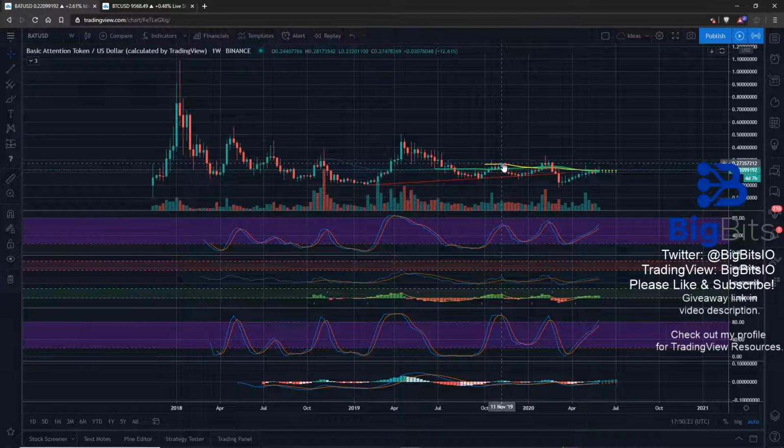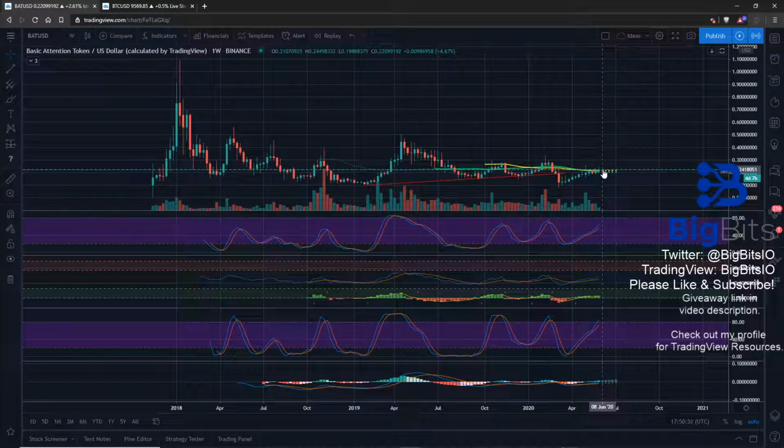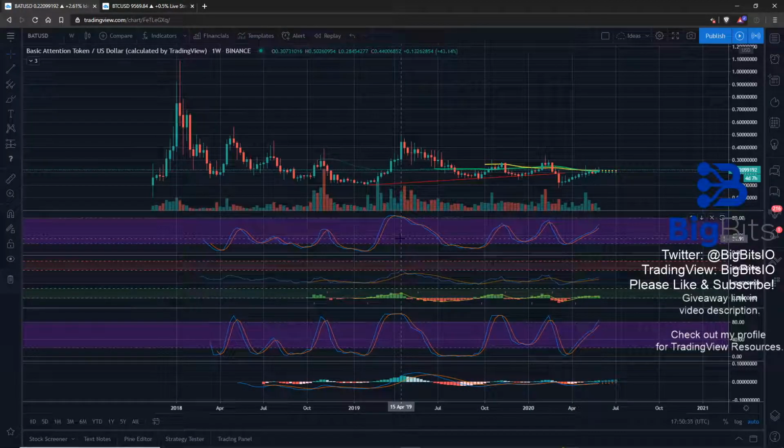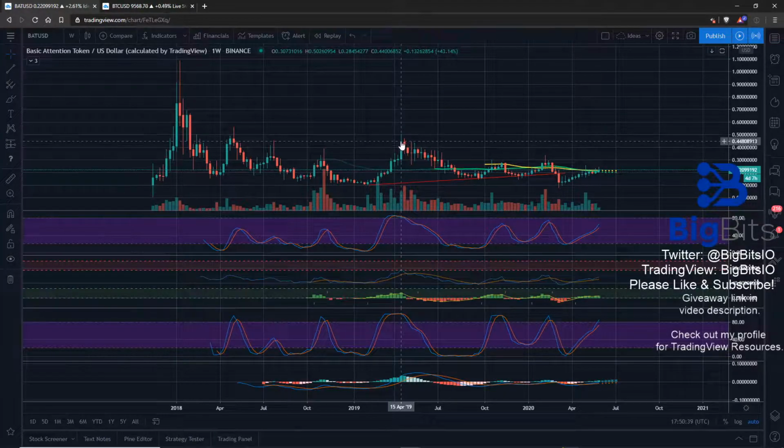And then, of course, you have the most recent resistance of around 27 cents, something like that. But it's been a while since it has visited overbought territory on the RSI, which the last time it went overbought on the RSI put it with a high of 50 cents. So that's what I'm kind of looking for on basic attention token. I'm looking for the next time the RSI gets overbought.